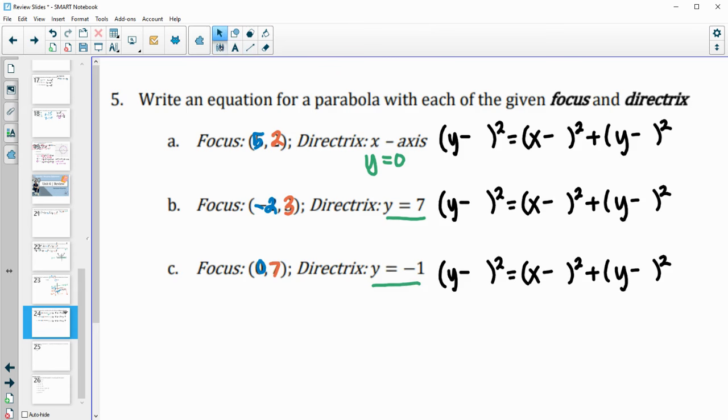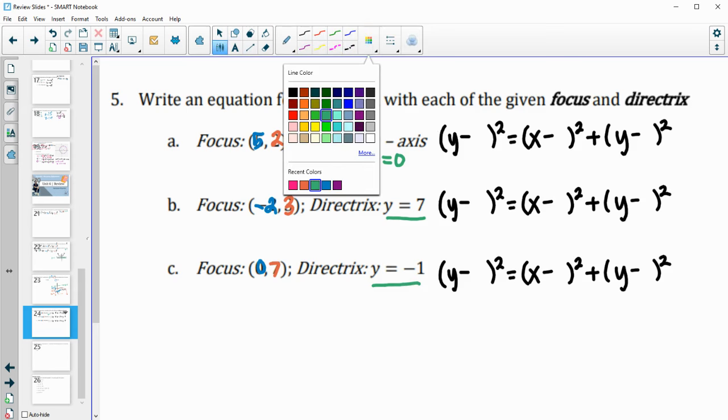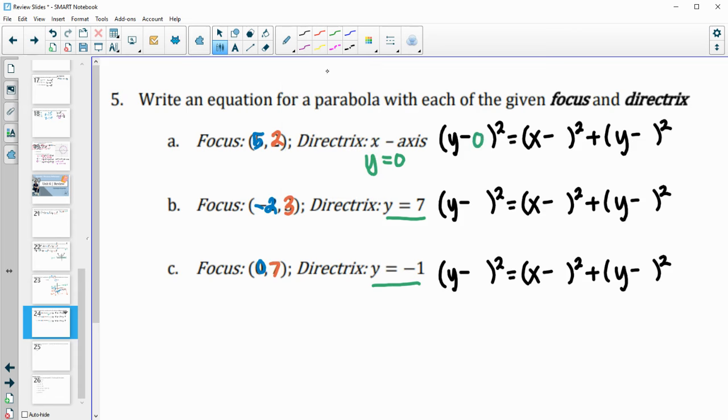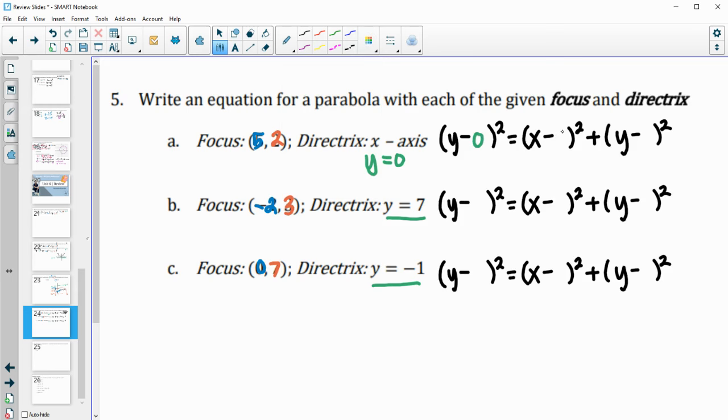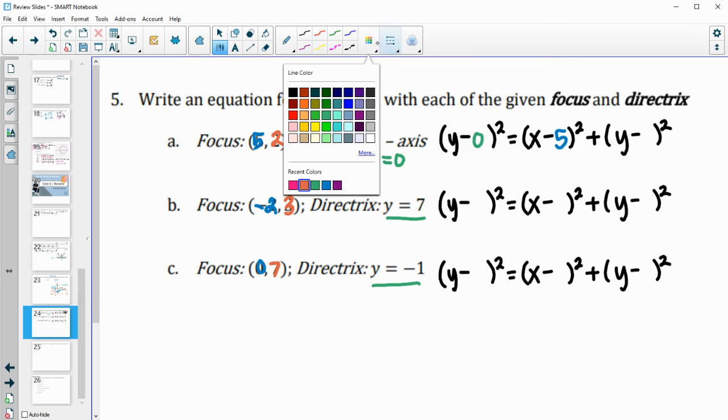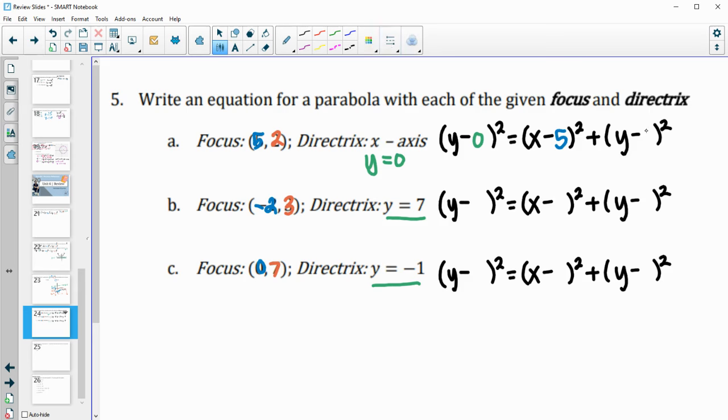So we do y minus the directrix. In this case, that's going to be y minus 0. And then x minus the x-coordinate, which is 5. So y minus 5, or sorry, x minus 5. And then y minus the y-coordinate, which is 2.